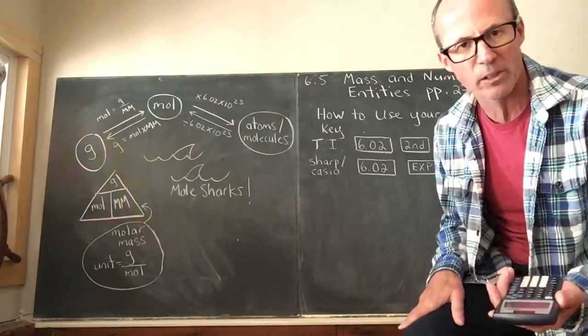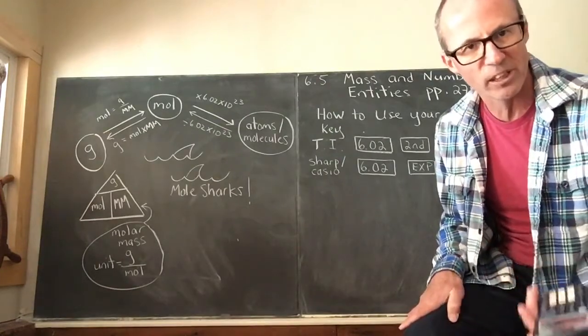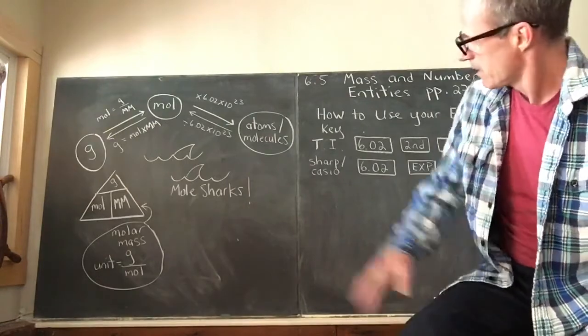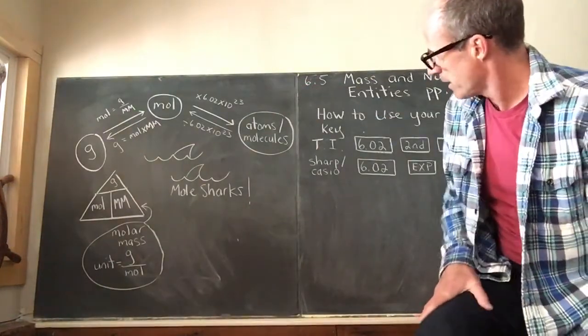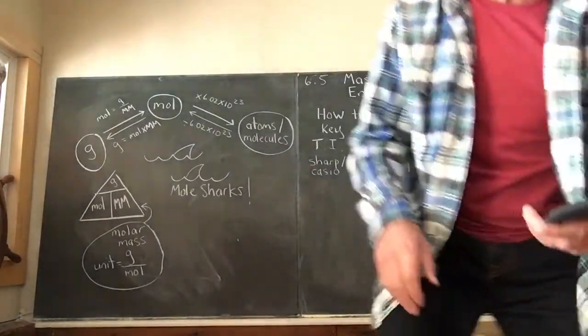If you have your calculator, you're also going to need your periodic table, and hopefully you have a picture of MoLand from a previous lesson. I've left it up here as well in an abbreviated form so we can look at that. So let's type in Avogadro's number.